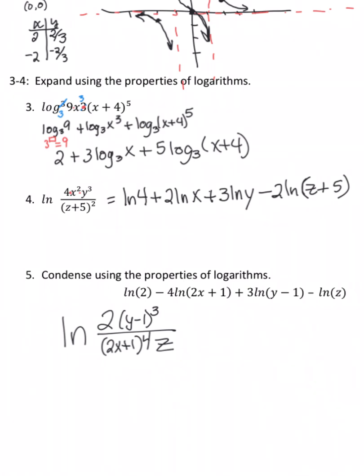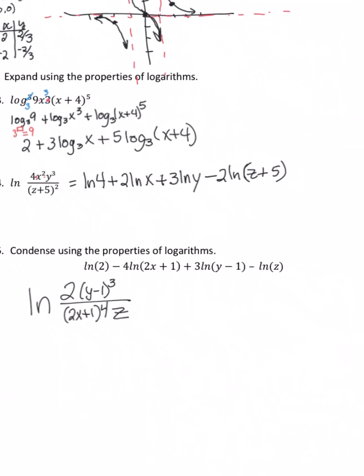Okay, number 4. Remember, if you're multiplying, you're adding the exponent, but if you're dividing, you're subtracting the power. So we're going to get the ln of each of these factors. You see the little red dots that shows multiplication. So we're going to get the ln of 4 plus the ln of x squared plus the ln of y cubed, and then minus the ln of this blob squared. But these exponents can come down to the line as multipliers. So we end up with plain old ln of 4, positive 2 ln of x, positive 3 ln of y, and then negative 2 ln of z plus 5.